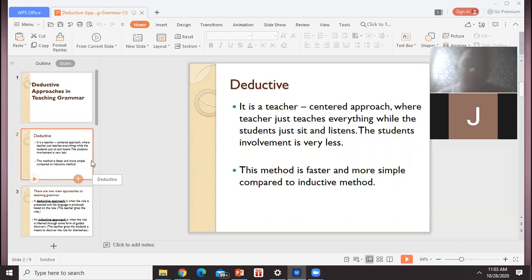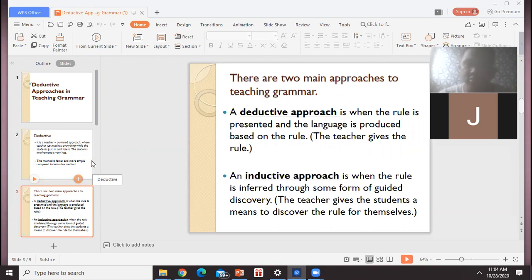Here in the deductive approach in teaching grammar, it is a teacher-centered approach, different from the inductive, because it is the teacher's responsibility to teach the grammar for the students to learn from him or her. This method is faster and simpler compared to the inductive approach. There are two main approaches to teaching grammar: the deductive approach and the inductive approach, as shown in the video.